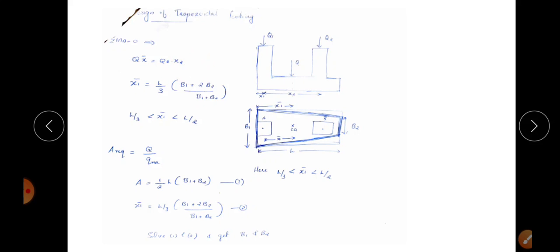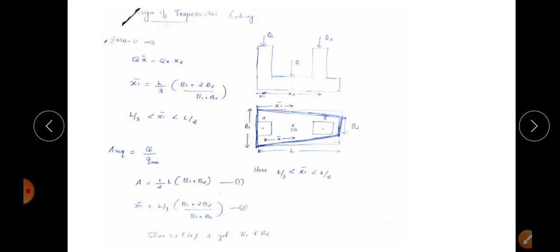Next X1 bar. X1 bar means the distance from the left hand side to the centroid, center of gravity. And for trapezoidal footing, the equation for calculating centroid is L by 3 into (B1 plus 2B2) divided by (B1 plus B2). This is the equation for trapezoidal footing in order to find the centroid. And for trapezoidal footing, this X1 bar is in between L by 2 and L by 3.